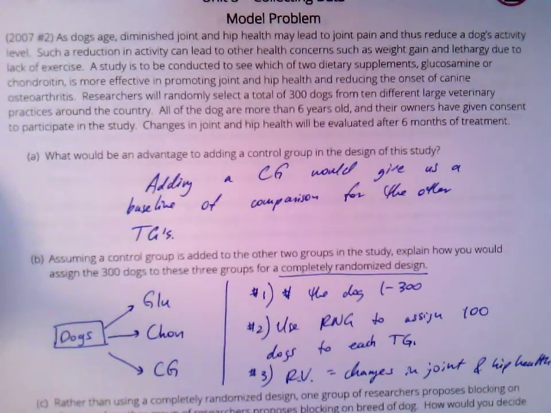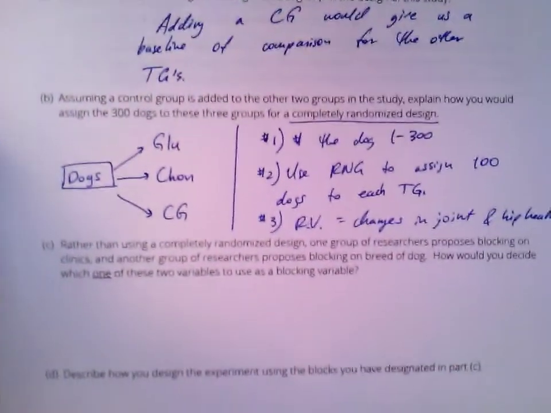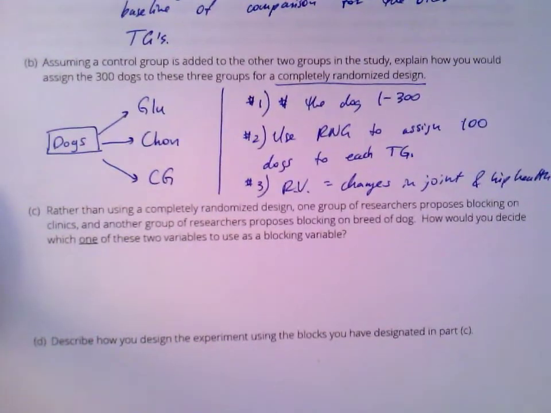All right, so that's a completely randomized design. Rather than using a completely randomized design, one group of researchers proposes blocking on clinics, and another group of researchers proposes blocking on breed of dog. How would you decide which one of these two variables to use as a blocking variable?